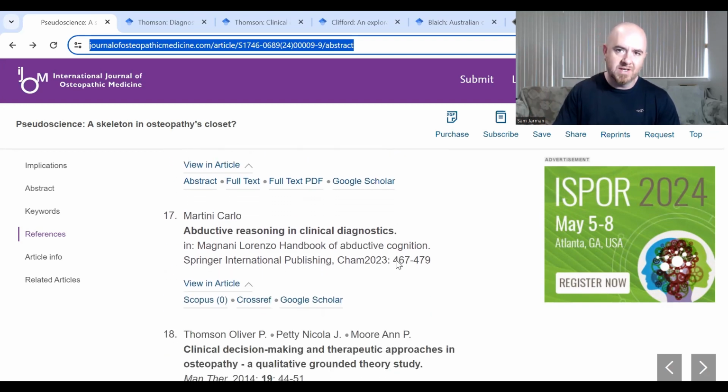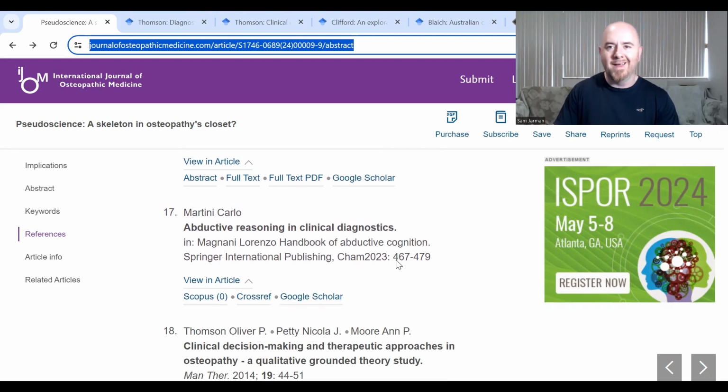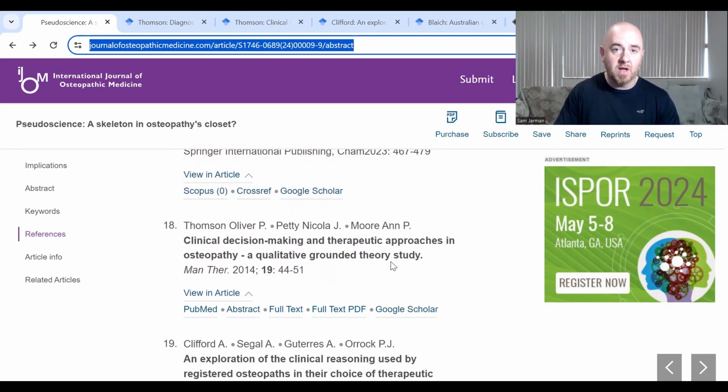Then abductive reasoning in clinical diagnostics, not as interested in that. Oliver Thompson again, okay, same author. So this preference set is going to likely be reflected, especially if they are referencing work that they've done. This is going to be reflected in the paper. And the paper, this is reference 18, Clinical Decision Making and Therapeutic Approaches in Osteopathy, Qualitative Grounded Theory Study.